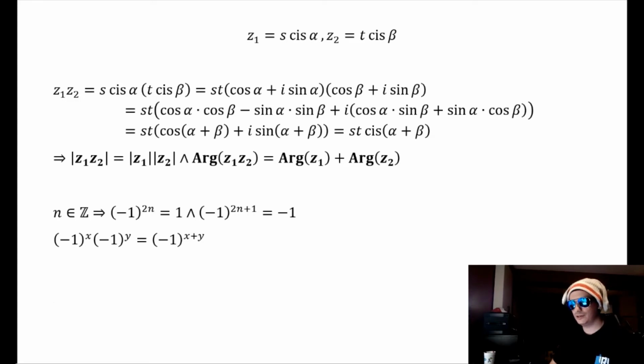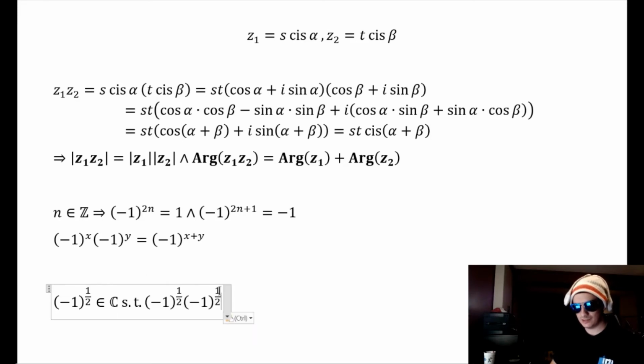Let's just see how we can use this. So earlier we said that -1 to the 1 over 2 is i, but I'm going to show you a process that allows us to get to that point. So we need a complex number, -1 to the 1 over 2, such that -1 to the 1 over 2 times -1 to the 1 over 2 is equal to -1.